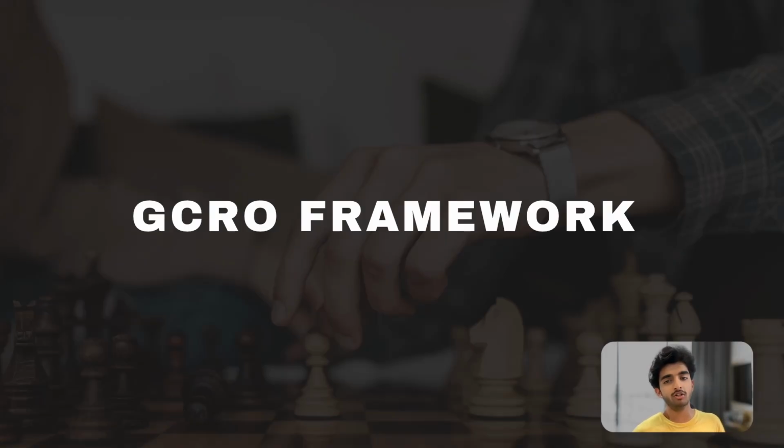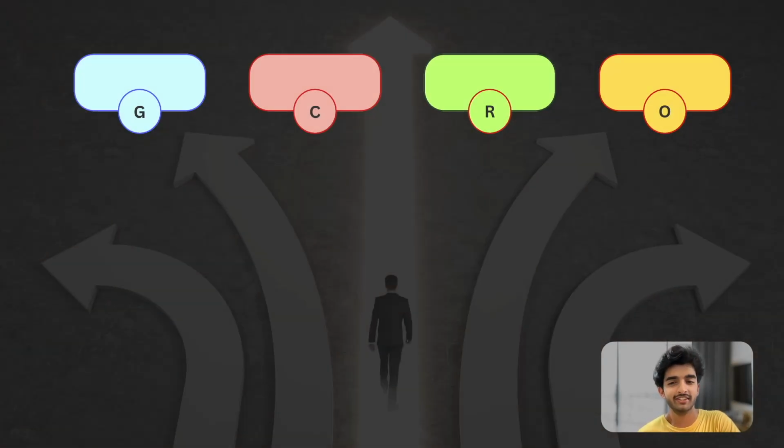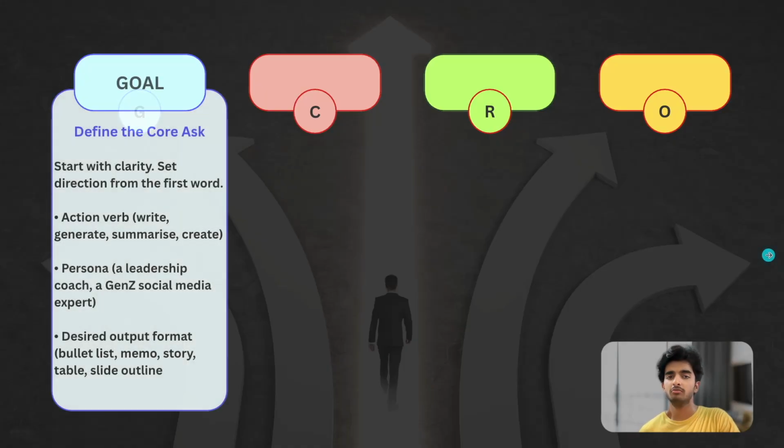The next important topic that I want you to learn is the GCRO framework. So what exactly is the GCRO framework? That's actually a four-step blueprint that you require before actually typing your prompts. So the first one is goal. Define what the core ask is. Start with clarity. Start with distinction from the first word itself. It should be an action verb. Write, generate, summarize, create. Give it a proper goal.